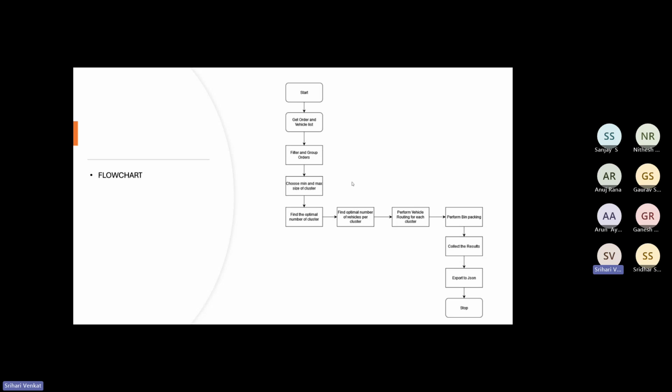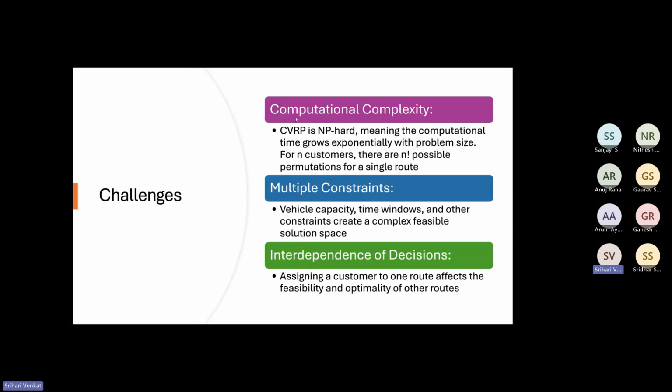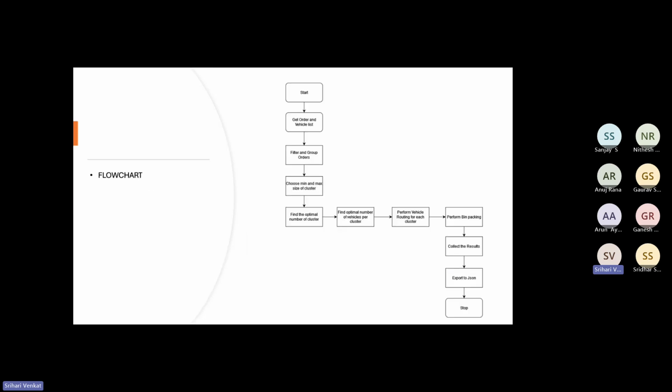Once we have grouped the orders and filtered out the orders which we can't serve, then we will try to minimize and maximize the size of a cluster. Like I already mentioned, the computational complexity is very high. It's NP hard, meaning it's very difficult to solve the problem when the number of customers that you want to serve is high. So in order to break this down, given the orders, we try to cluster those orders based on the location.